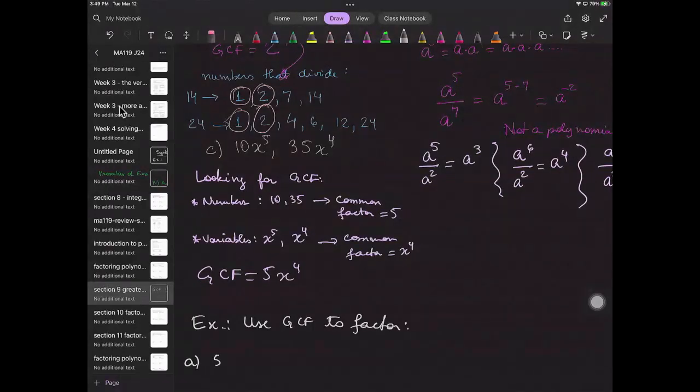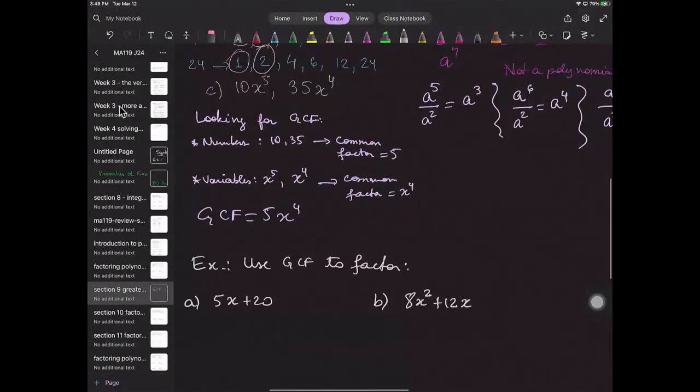What we're going to try to factor, let's start with 5x plus 20. Part B, 8x squared plus 12x. Okay, GCF is the greatest common factor. So you look at the numbers first, see which one divides all the numbers, right? And if you have more than one number that does that, you have to pick the largest number that does that.